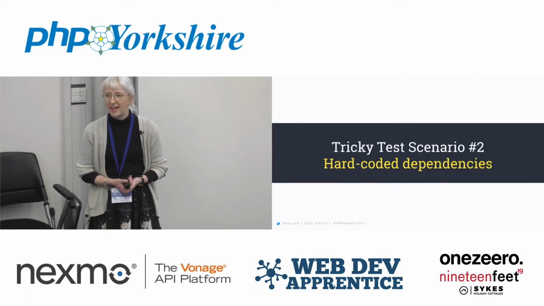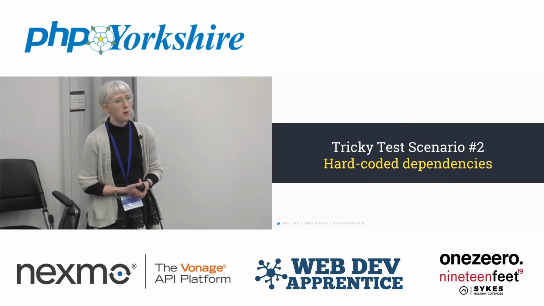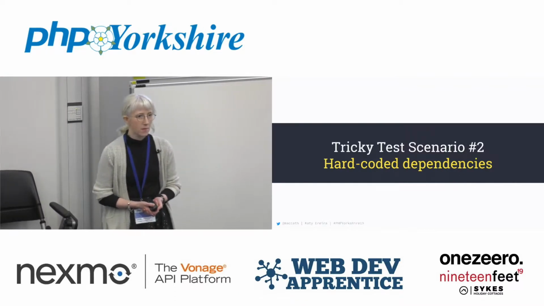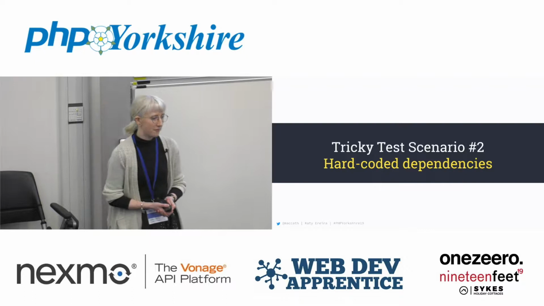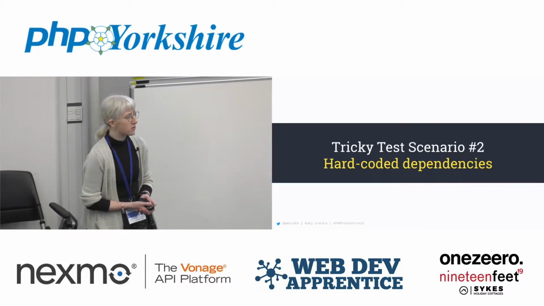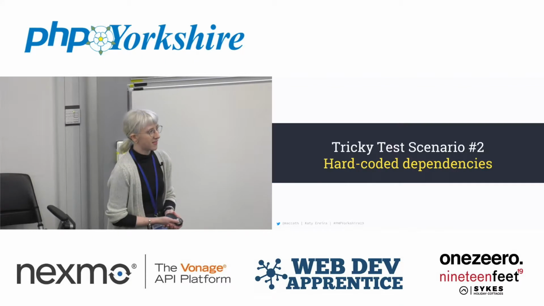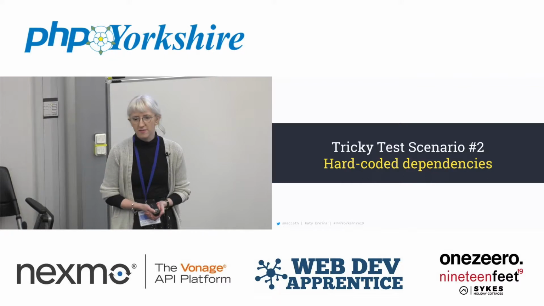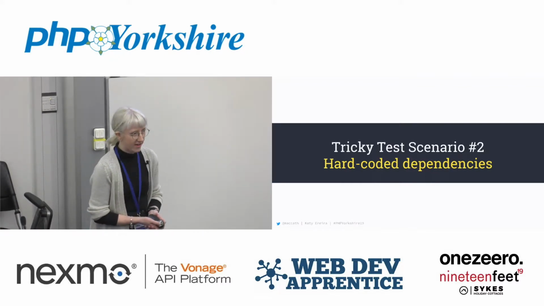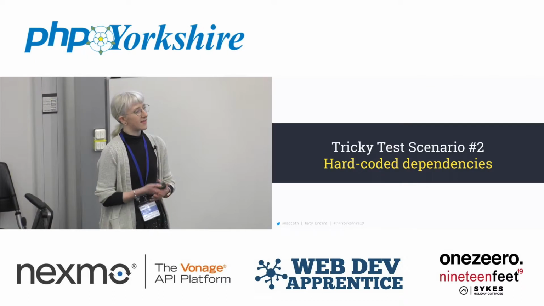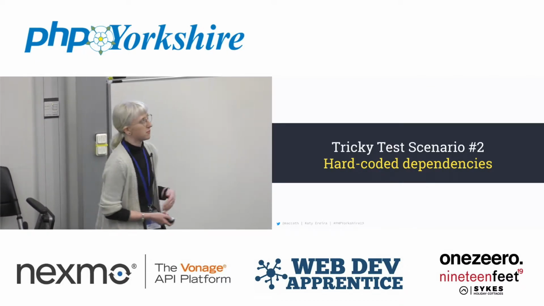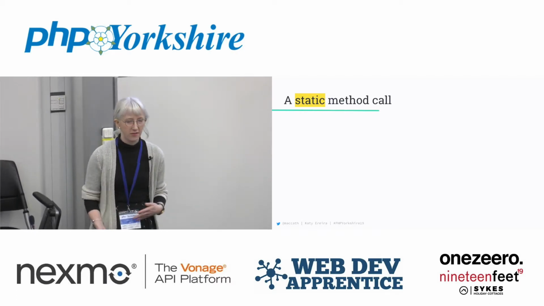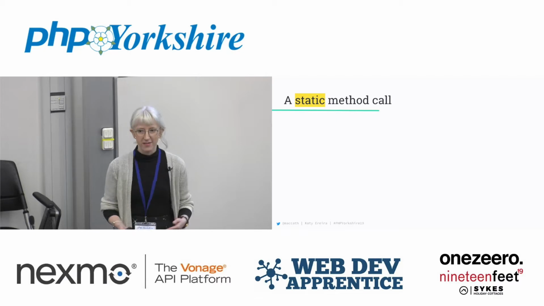Our second tricky test scenario, and I think this is probably the one that is going to cause you the most pain, and probably the one that you're going to encounter the most often, and also the one people find the most daunting: hard-coded dependencies. If you're working with legacy code, it's quite likely that there will not be any kind of dependency injection. It sounds difficult to implement, but it's actually really simple. So anyway, one version of this hard-coded dependency is a static method call, and this is the reason why many people will tell you that static methods are bad.